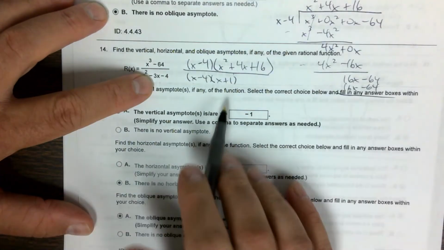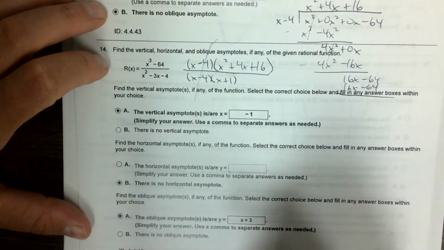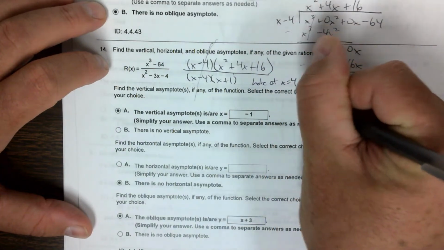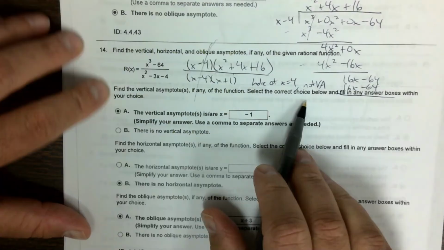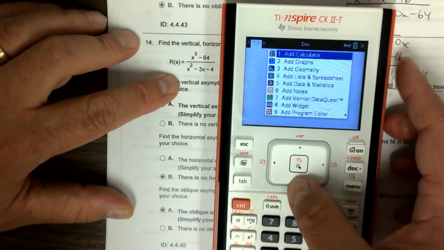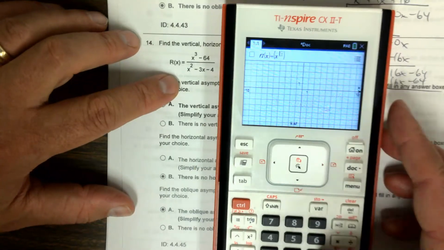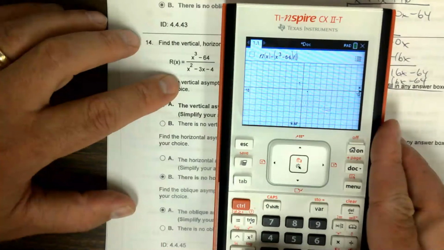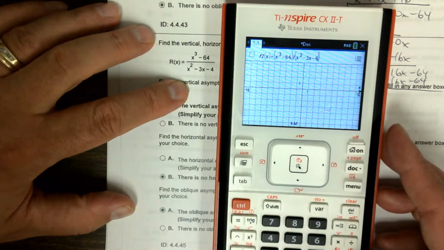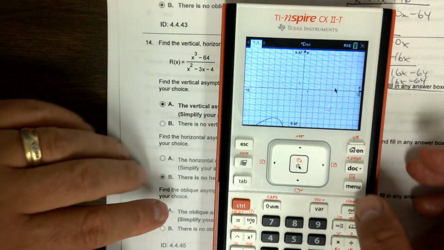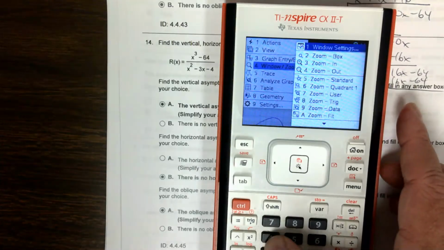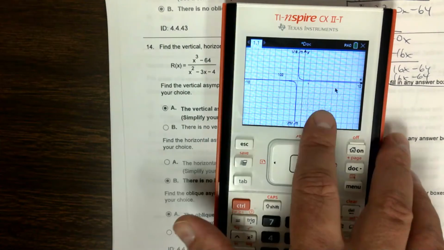And then these are holes. You have a hole at x equal 4, not a vertical asymptote. And you can confirm that just by graphing it. So on our graph, we have x to the third power minus 64, divided by parentheses x squared minus 3x minus 4. I need to change my window. I'm actually not going to change my horizontal part. I'm just going to do zoom fit. So 4 and then A. There's my zoom fit, and there's my graph.